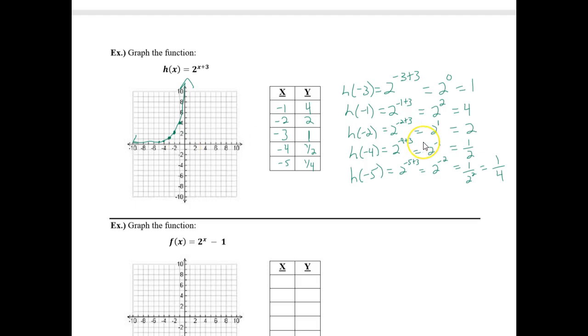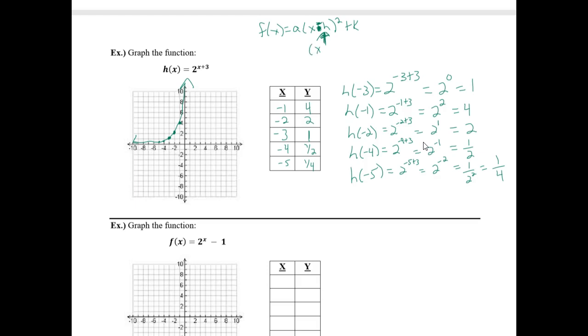So just like when we did the parabolas, if I had a function f of x equals a times (x minus h) squared plus k, that piece in there with the x value was always the opposite sign.